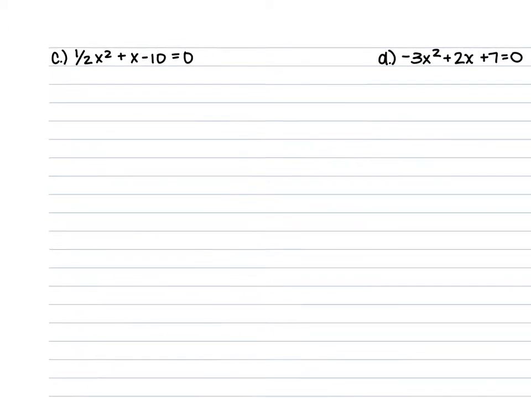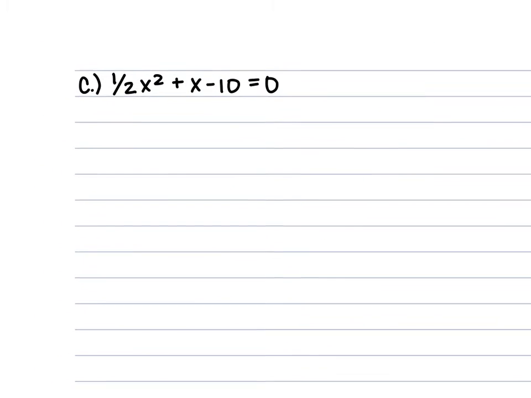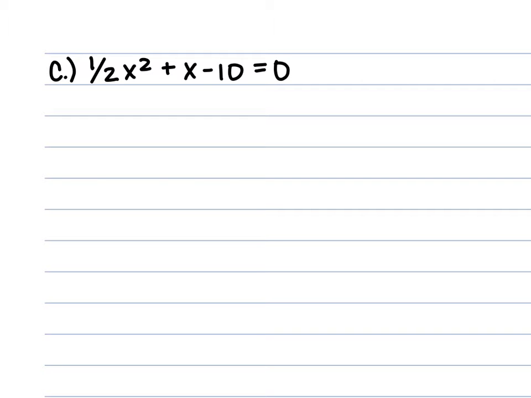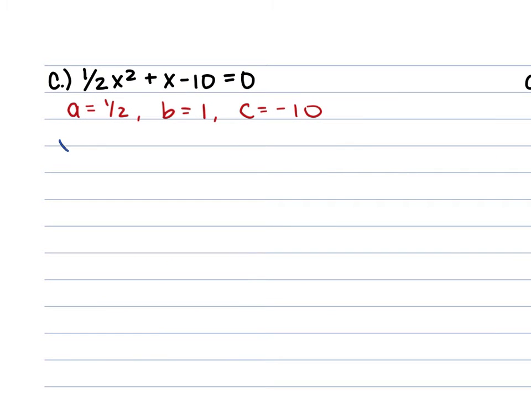For example C, we have 1/2 x squared plus x minus 10 is equal to 0. I'm going to identify my a, my b, and my c first. So a is 1/2, b is 1, and c is negative 10. Again, I'm going to use the quadratic formula, so x is equal to negative b plus or minus the square root of b squared minus 4 times a times c, all over 2 times a.